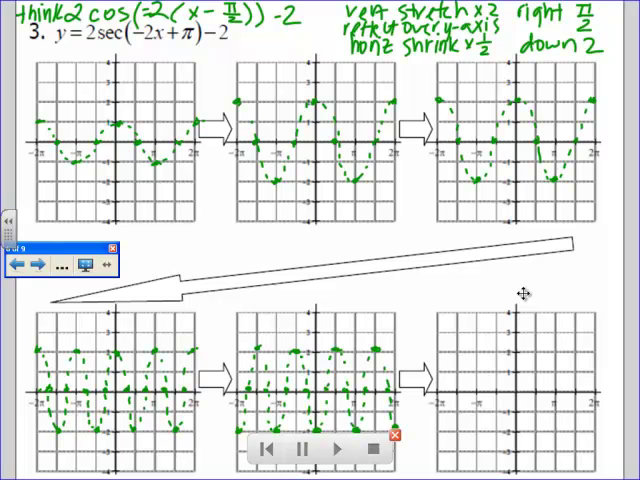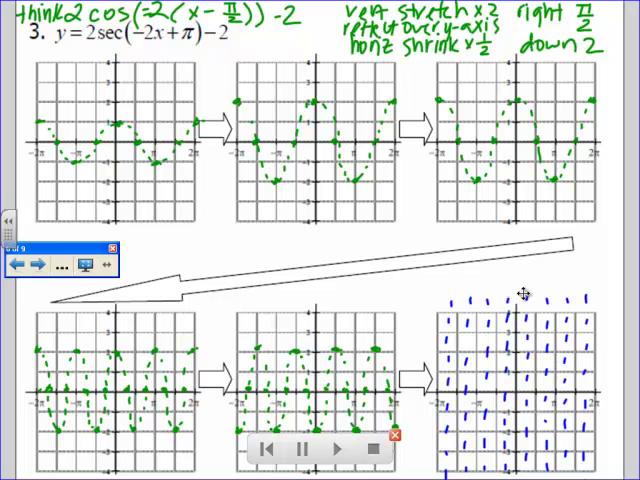Our final piece is to move this down 2. But before we do that, we're going to want to make sure that we put in our asymptotes before we do any vertical shifts. I had an asymptote every pi over 4 because I had a 0 every pi over 4.